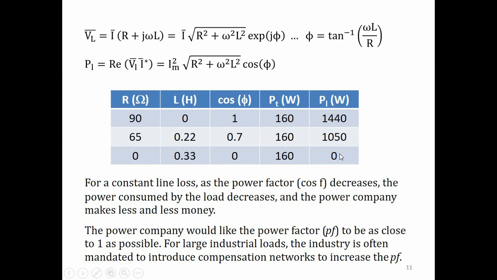Alright, he's getting current, but he's actually not consuming any power. Of course, this is a theoretical case, but he's not consuming any power. He's just driving a motor that's ideal, let us say, and so he's not paying any amount. But the power company is losing 160 watts of power to supply to each of these industries. Alright, so for the power company, this third industry is the worst.